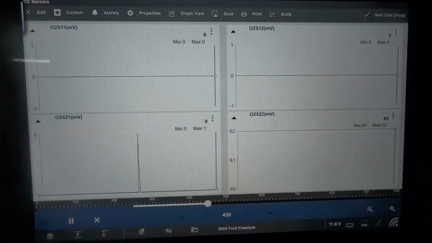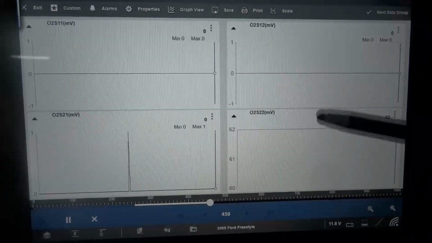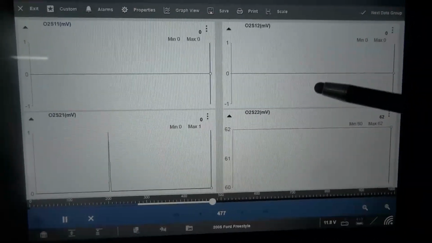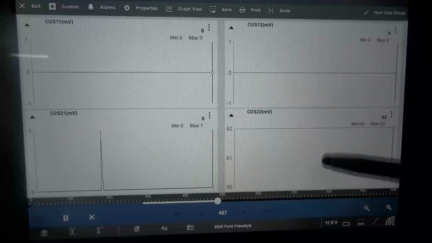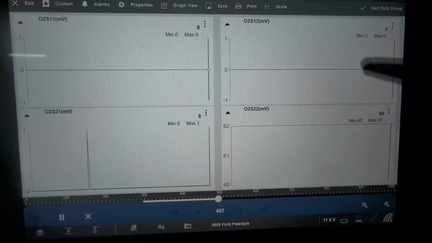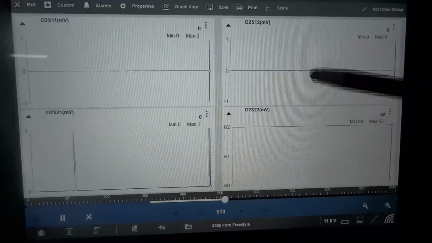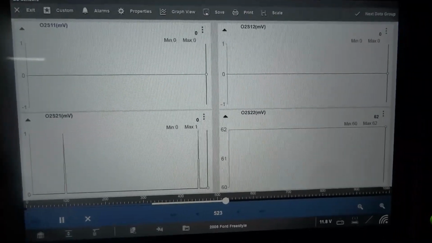We're gonna focus on these two data PIDs over here. These two data PIDs are the O2 sensors after the catalytic converter. So these two sensors, if both of our catalytic converters are good, they should pretty much mirror each other. So now I'm gonna start the engine.